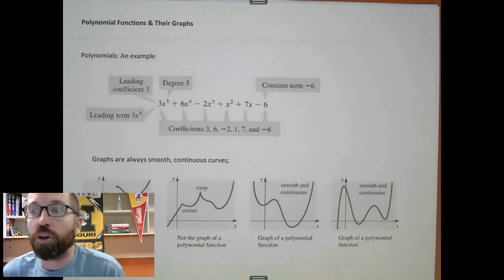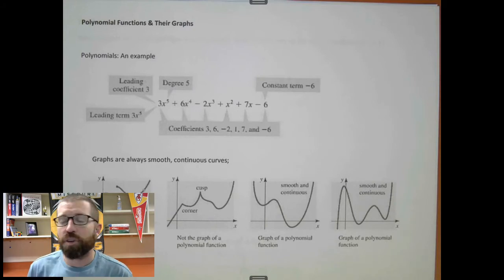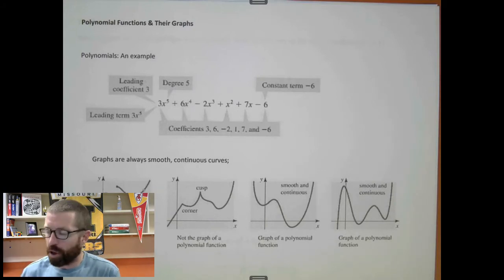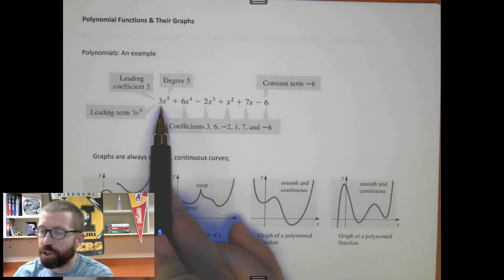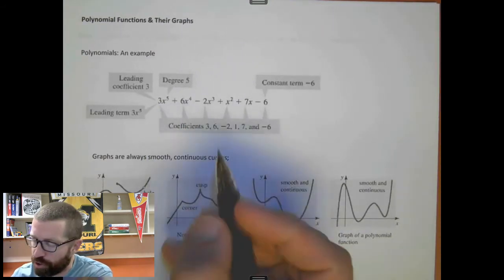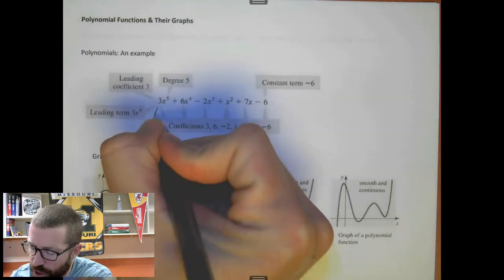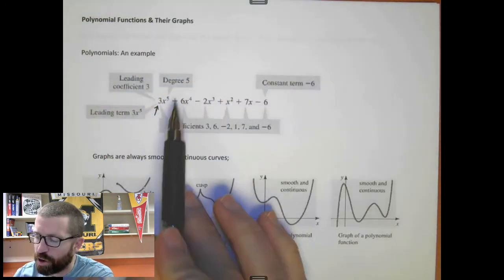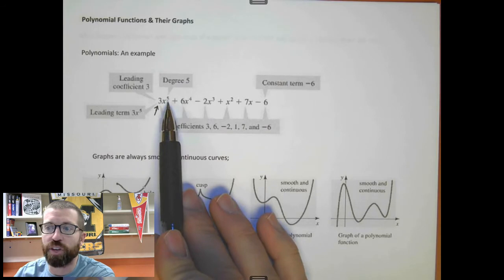In this video, we're going to talk about polynomial functions and their graphs. And so this is an example of a polynomial. It's just really a sum of monomials. A couple of key things here is the leading coefficient is the number in front of the largest exponent, or the term with the largest exponent.